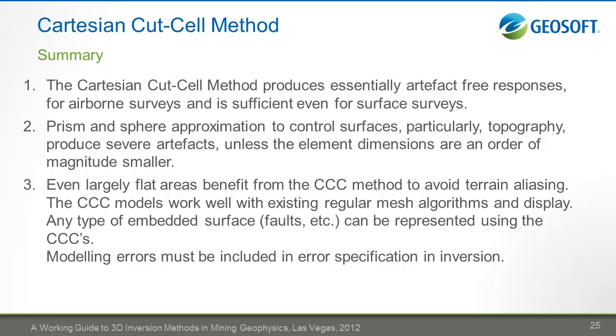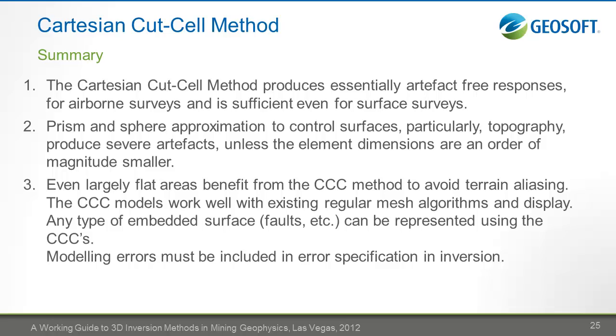And this is true unless the element dimensions are of an order of magnitude smaller than the distances between the control surface and the observation point. Even large flat areas benefit from the Cartesian cut cell method to avoid terrain aliasing.